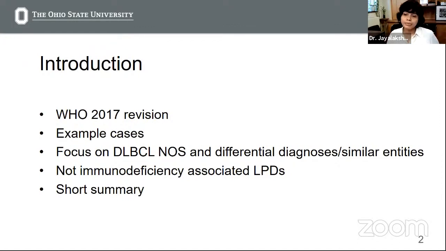I also want to include immunodeficiency-associated lymphoproliferative disorders, even though there are aggressive B-cell lymphomas under that heading, because that will be covered by Dr. Eve Marie Crane tomorrow. This is a short talk, and at the end I'll give you a short summary of what I talk about during the hour, and then some key take-home points. My goal is that at least some very important points, particularly for the junior trainees, will be in your mind once we are done with this talk.